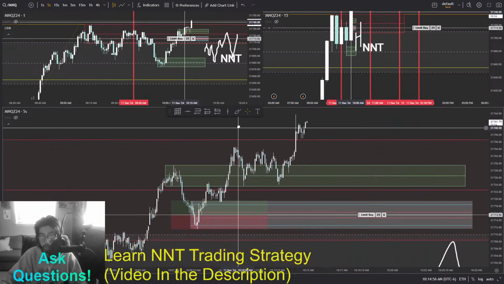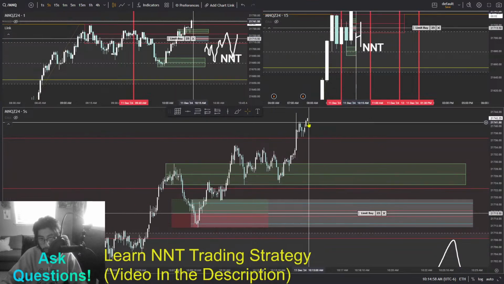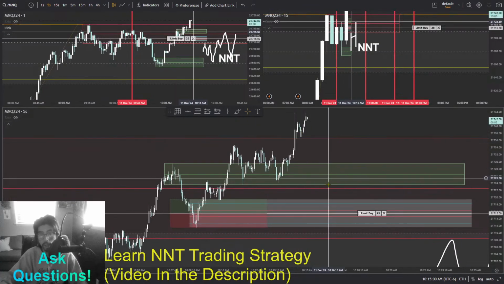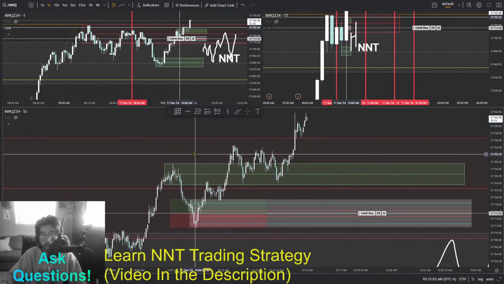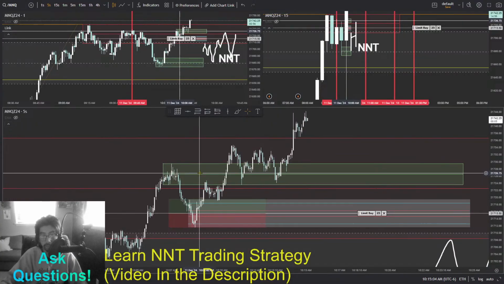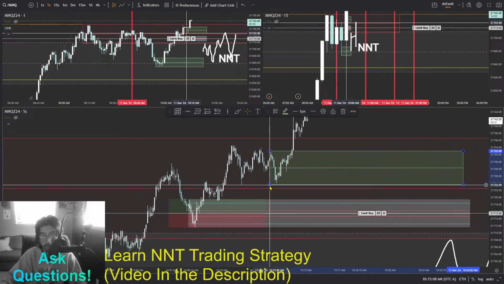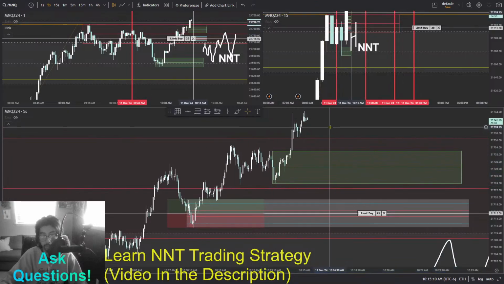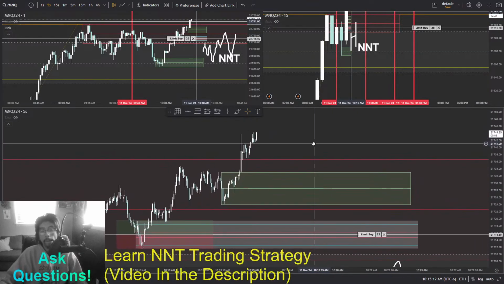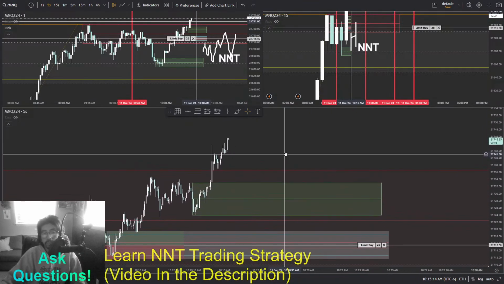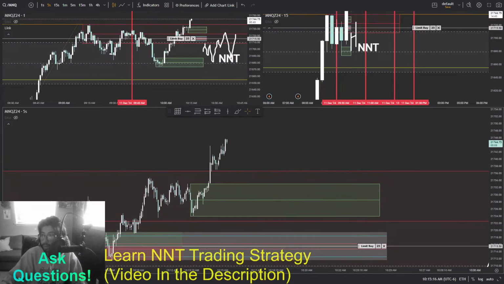So I like this play because it's not counter trend, it's with the trend. We broke this high. Ideally, I want it to come back and fill me. Draw this zone out. It's getting nothing right now.